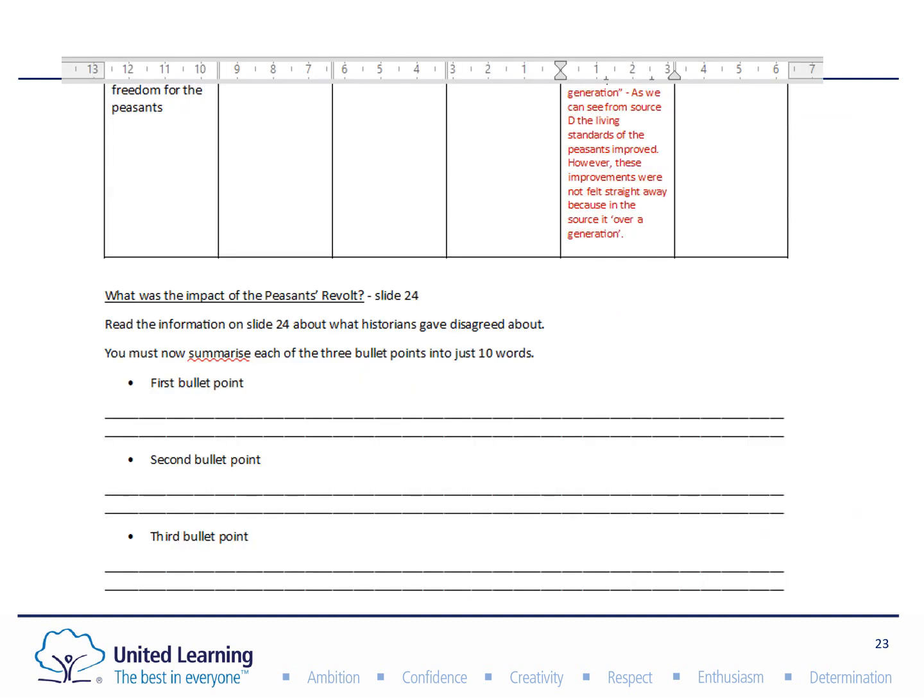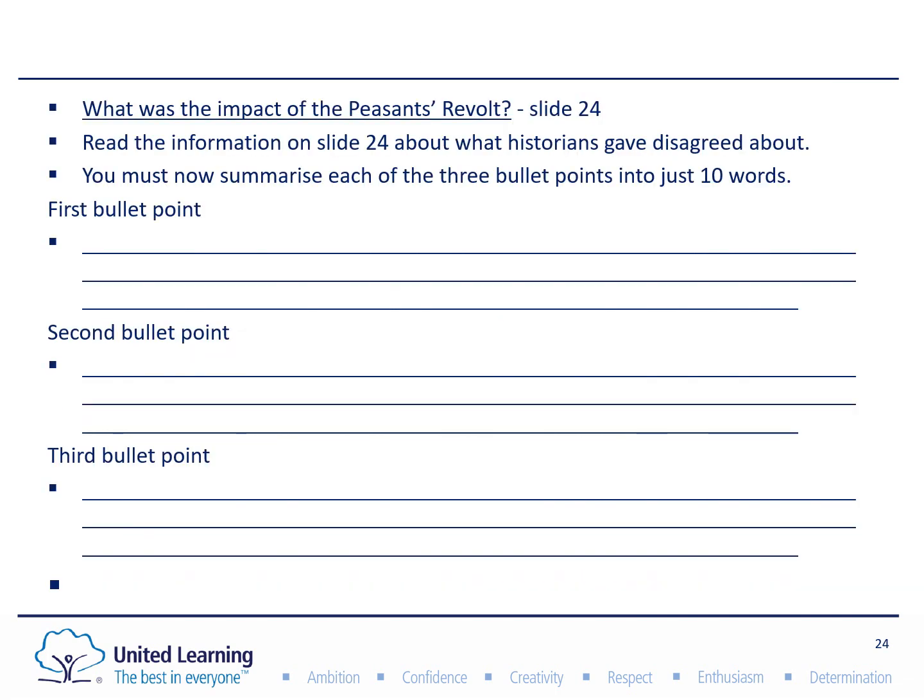So what I want you to do now is, on this worksheet here, summarise each one of those historians' viewpoints into 10 words. So you'll do the first one in 10 words, the second one in 10 words, and the third and last one in 10 words. Once you've done that, close your book because you've finished.